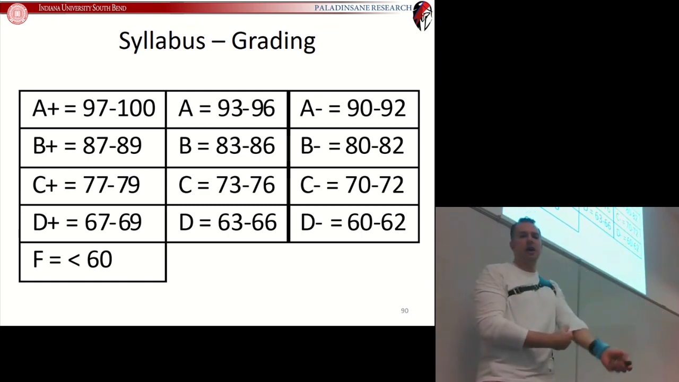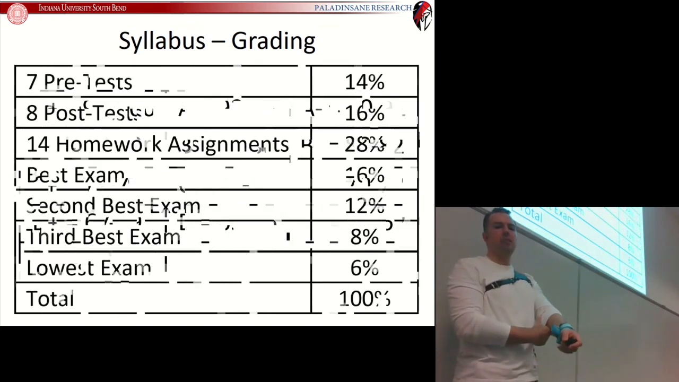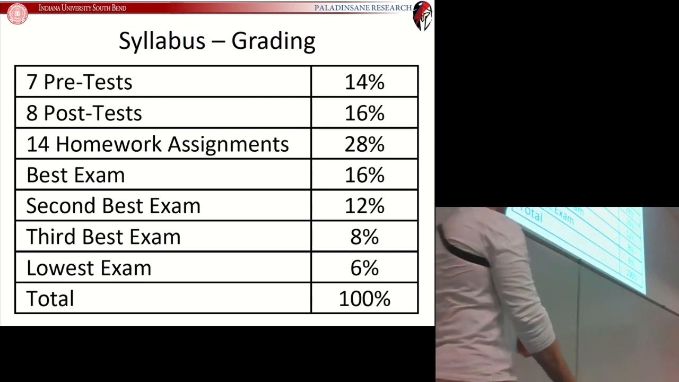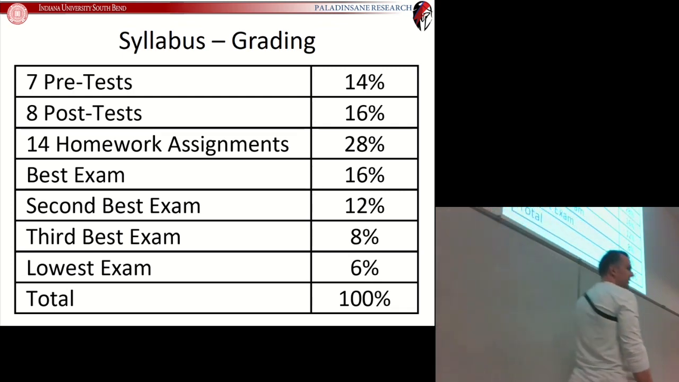What isn't standard, however, is my breakdown for exams. So I just want you to be aware that I grade the exams on a sliding scale. So your best exam, whatever you score the best on, is going to be worth the most towards your final grade. So your best exam is worth 16%, your second best exam is 12%, third best is 8%, and then your lowest exam is only worth 6% of your final grade.